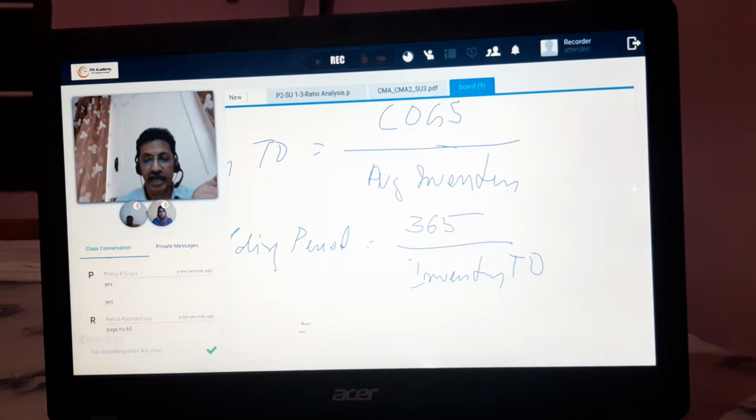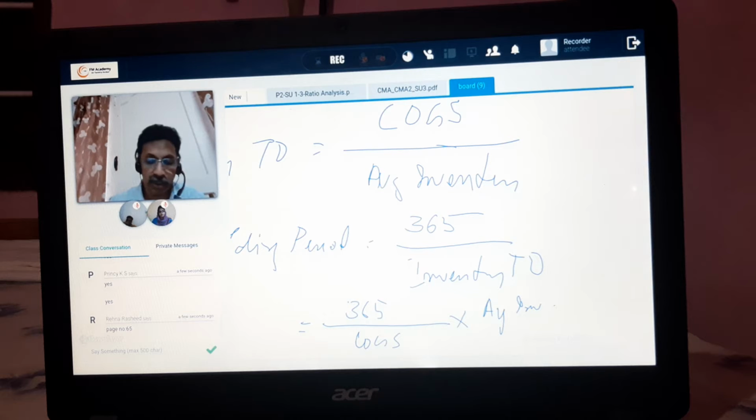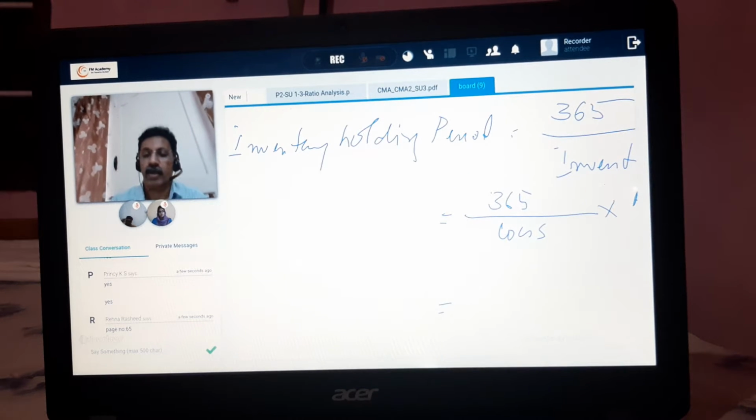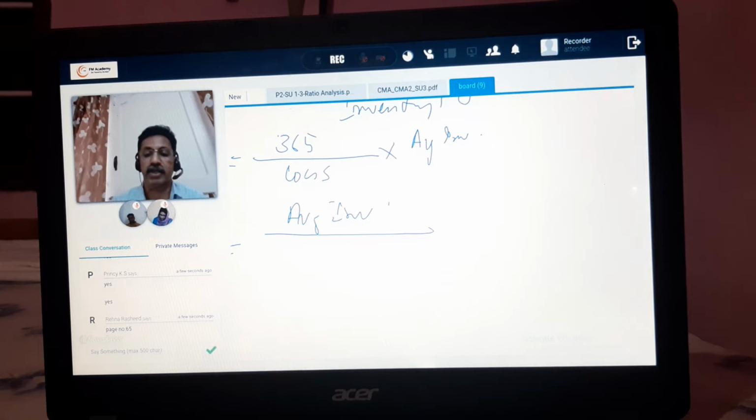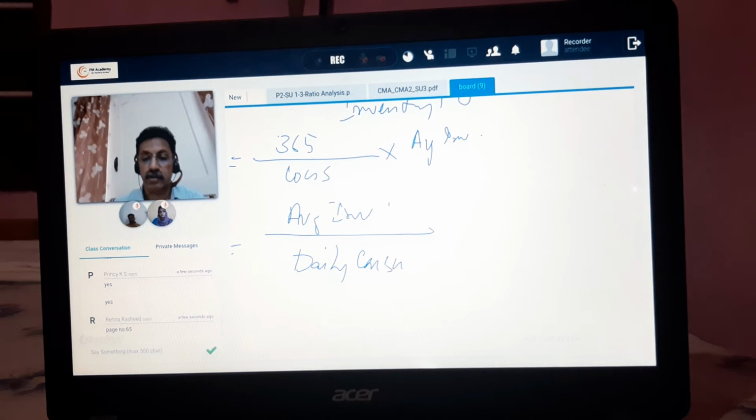This is one way. Another way to approach it: cost of goods sold is for 365 days. So how much for the average inventory? You can do the same way. Keep the average inventory here and take this 365 to the denominator. Cost of goods sold divided by 365. What is that? Daily consumption. So any of these three forms you can have.